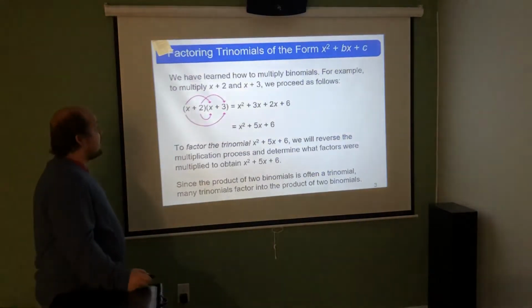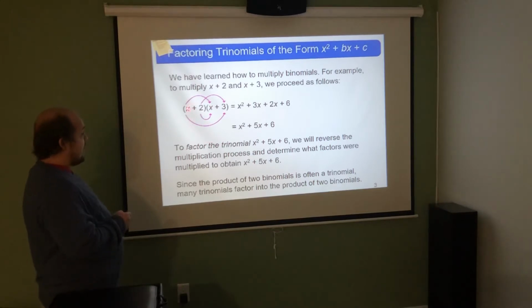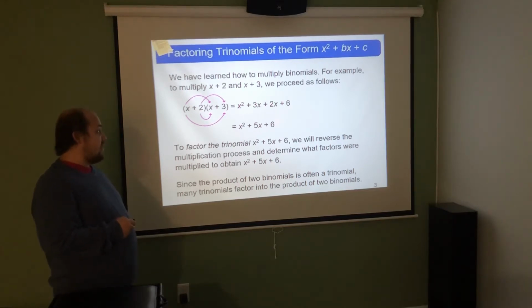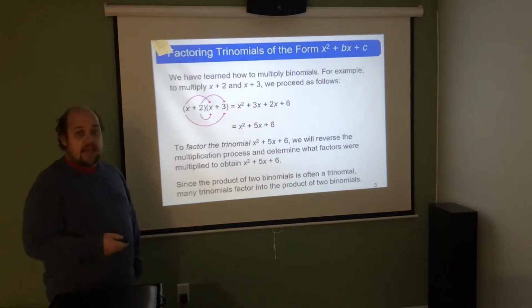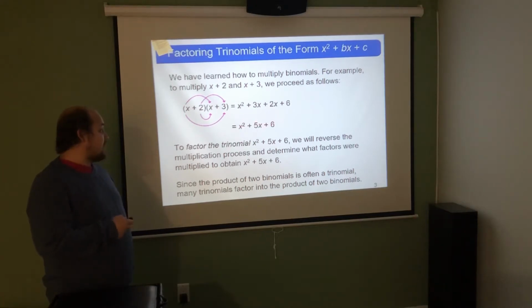So we've previously learned how to multiply binomials, where we said if we have x plus 2 times x plus 3, there's actually 4 multiplications that need to occur. X times x, x times 3, 2 times x, and 2 times 3. X times x gives me x squared. X times 3 gives me 3x. 2 times x gives me 2x. 2 times 3 gives me 6. When I combine them, these two middle terms combine to give me 5x. The x squared and the 6 stay as they are. So I started out with x plus 2 times x plus 3. Once I expanded it, I ended up with x squared plus 5x plus 6.